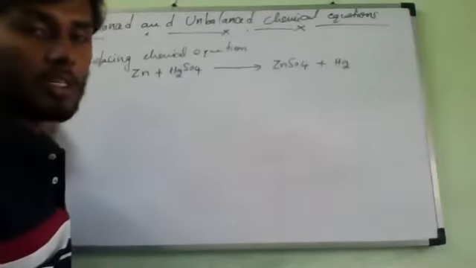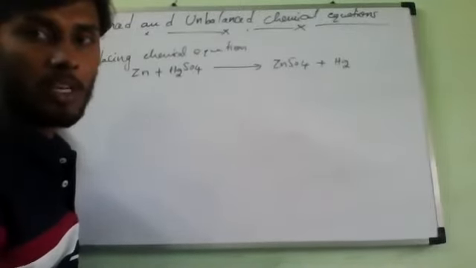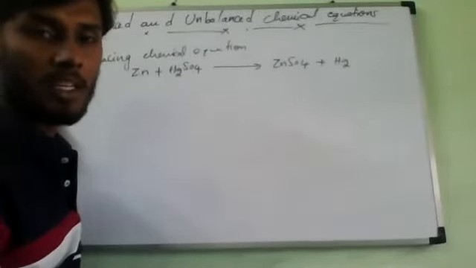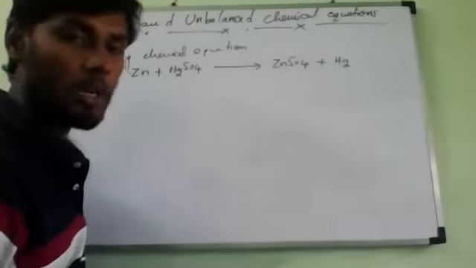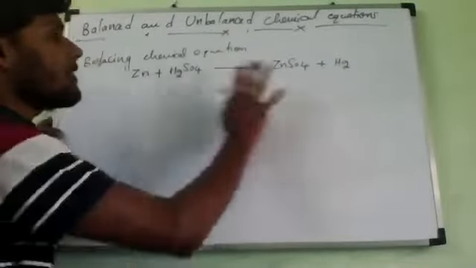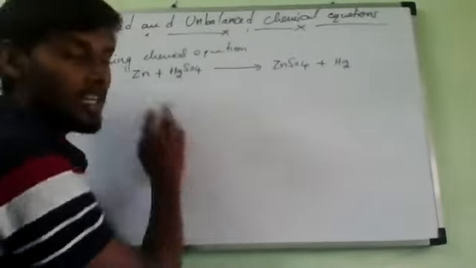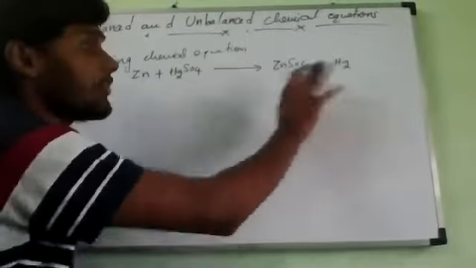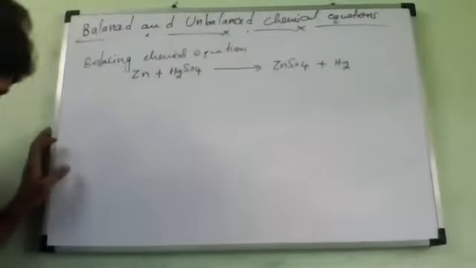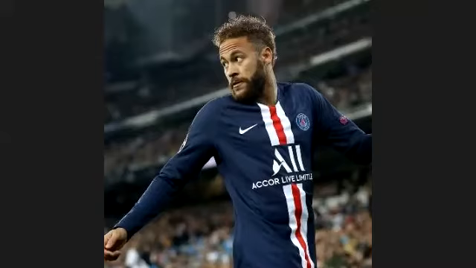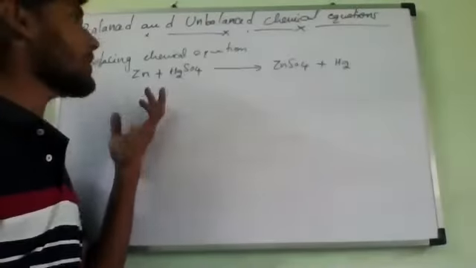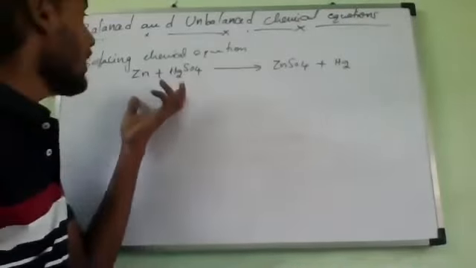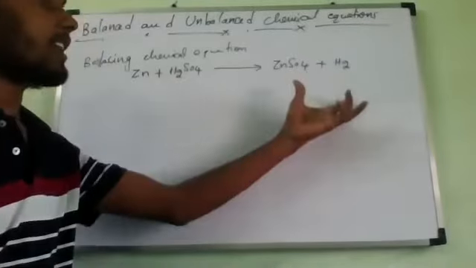Now, first thing, observe. Around 14 students are there in the meeting. This is already balanced, let it be, no issues. Now tell me, what are the elements present on the reactant side and the product side? Are the same elements present or different elements? Same elements. Whatever elements are present on the reactant side, the same elements will be present on the product side.